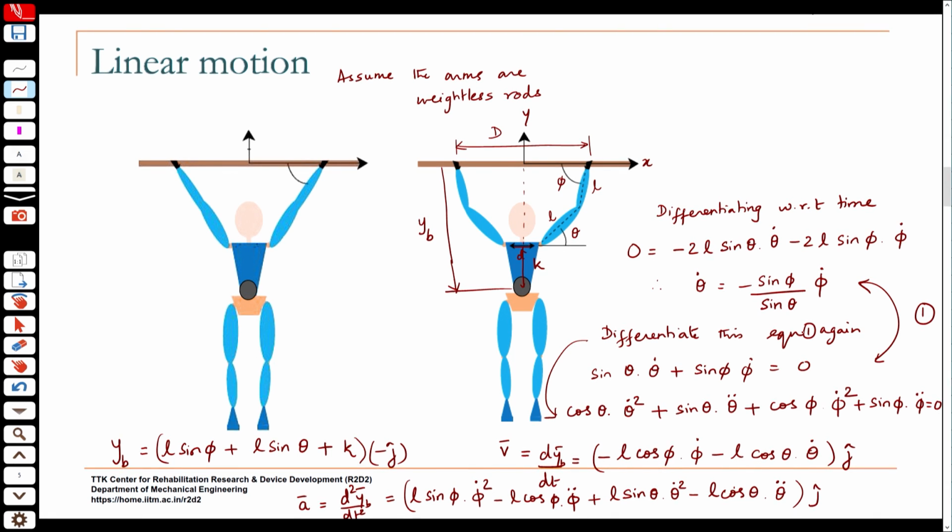So, from this I get theta. I take some initial conditions at let us say theta equal to phi equal to 45 degrees, starting from the left at this position equal to 0, and let us say assume d square phi by dt square equal to 2 radians per second square at t equal to 0.